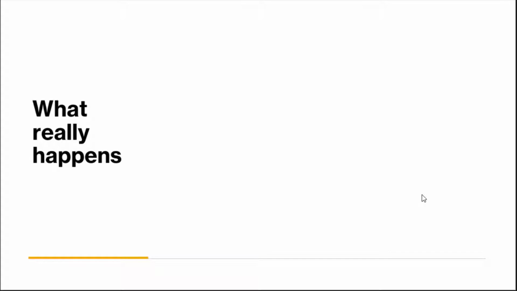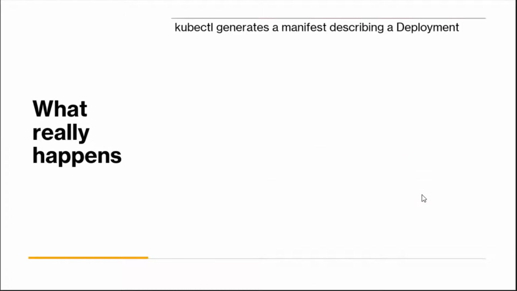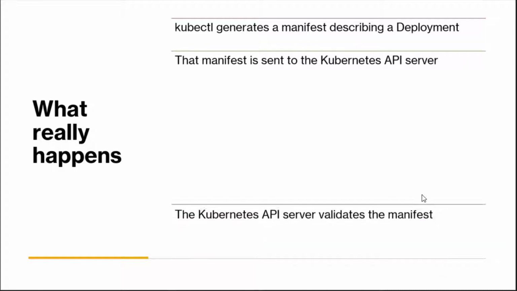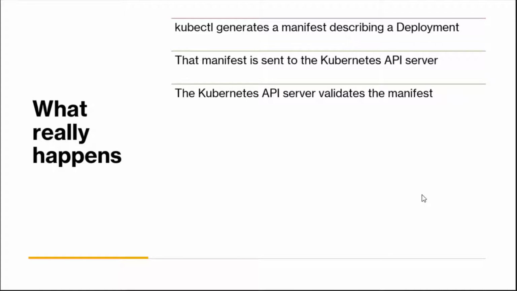When we write a command using kubectl, it generates a manifest describing a deployment. That manifest is sent to the Kubernetes API, where the API server validates the manifest and asks etcd to process the command. The controller inside the controller manager wakes up and does a bunch of stuff, in our case adding the replica set and pods to the etcd database.